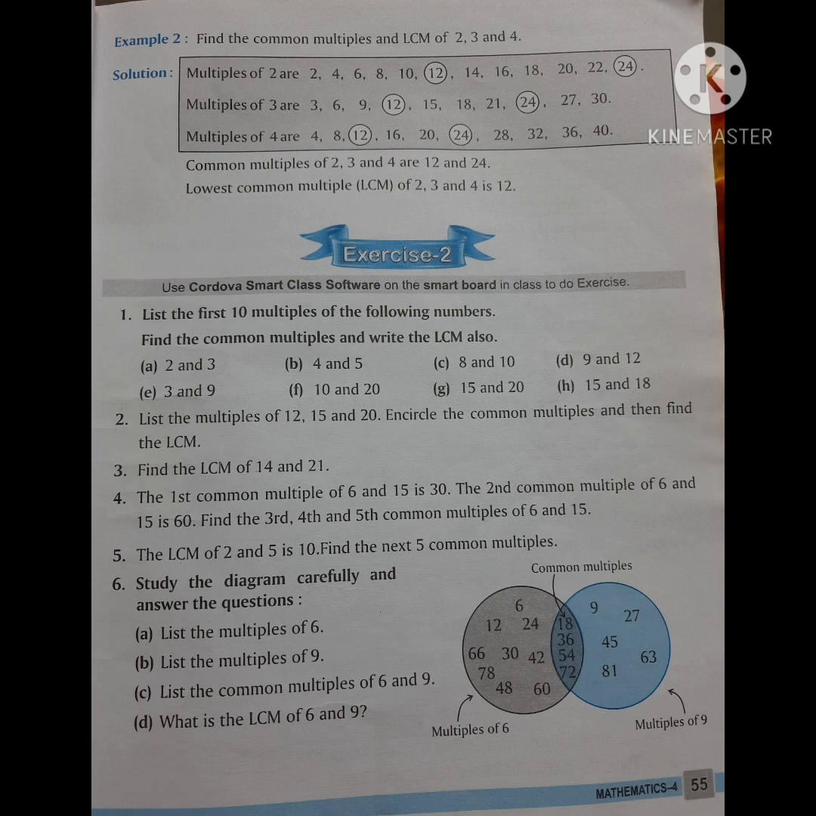So we come to exercise 2 of this chapter on page 55. I will tell you few examples, rest you have to complete and submit to me during the clarification hours. Okay. First question is, list the first 10 multiples of the following numbers. Find the common multiples and write the LCM also.